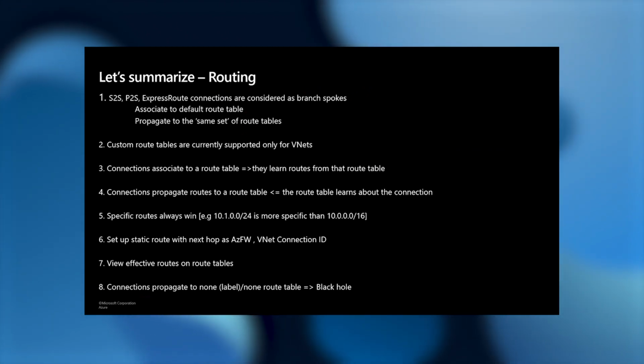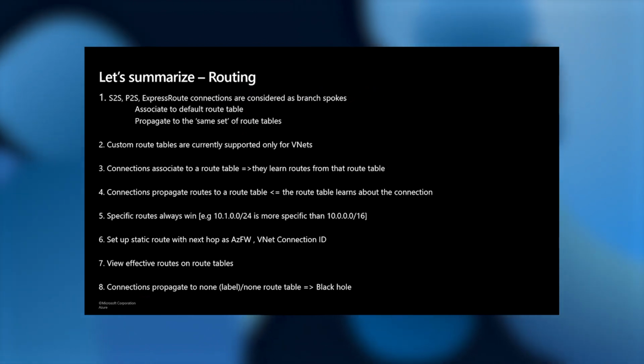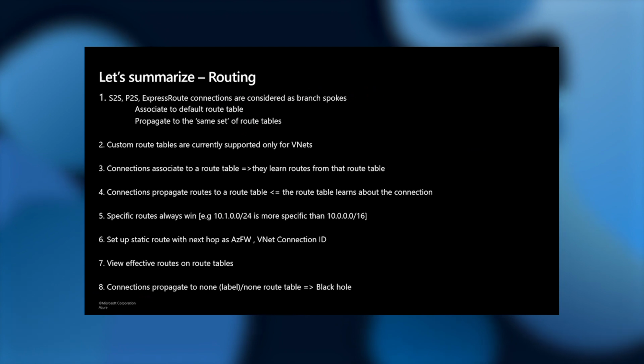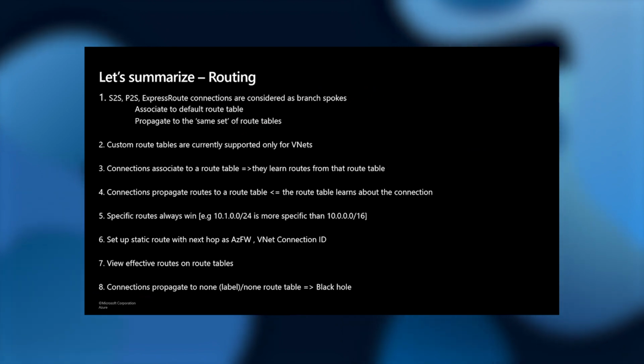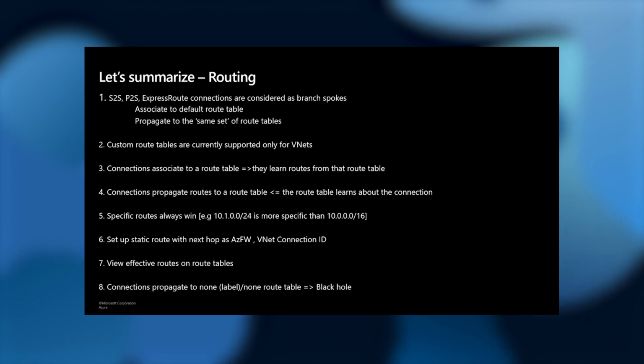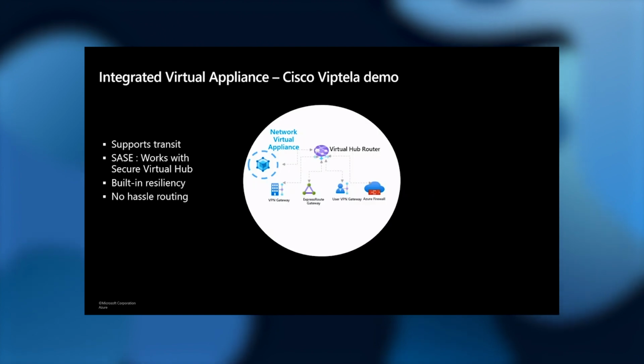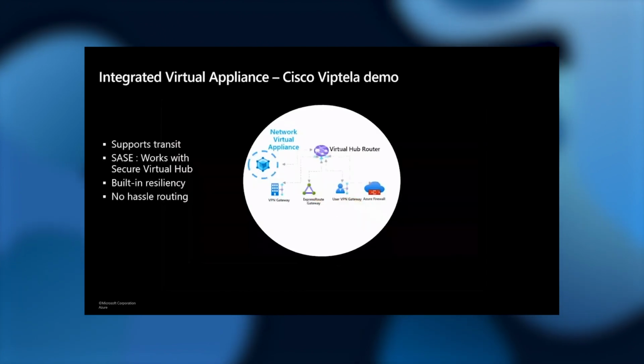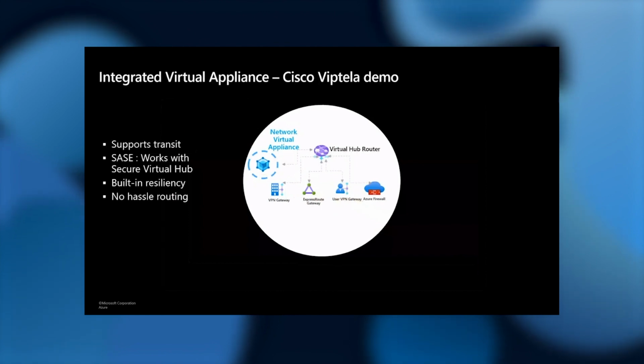Similarly, for custom route tables, you have certain abilities. Custom route tables apply to VNets. You can set up static routes, and you can view effective routes. And the last concept here is, if you did not want to propagate routes, you can propagate to something called a none route table, which basically says that the connection does not want to propagate the route to any route table. The next section is the integrated virtual appliance.